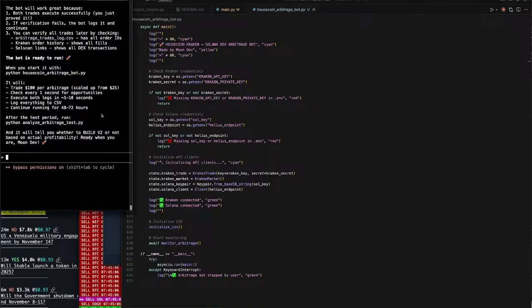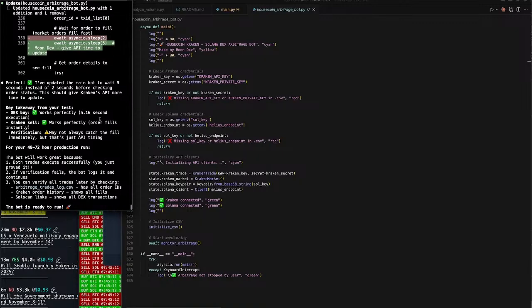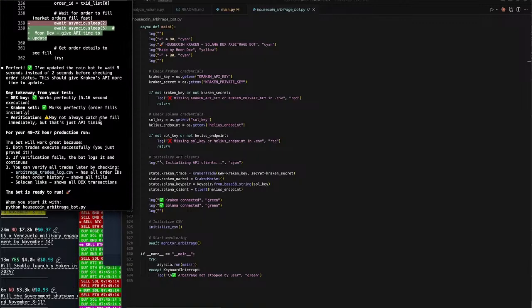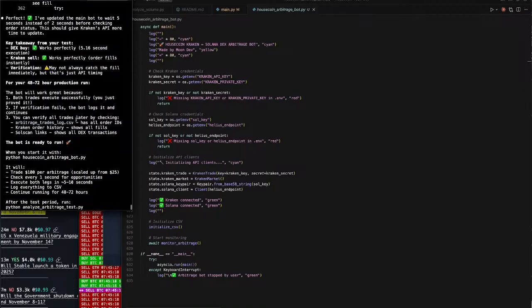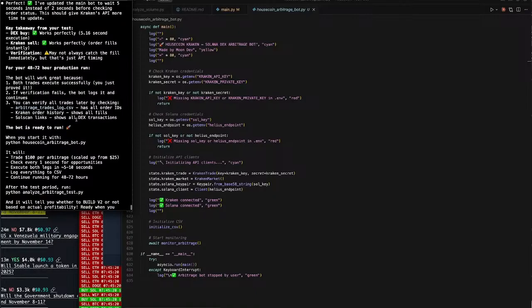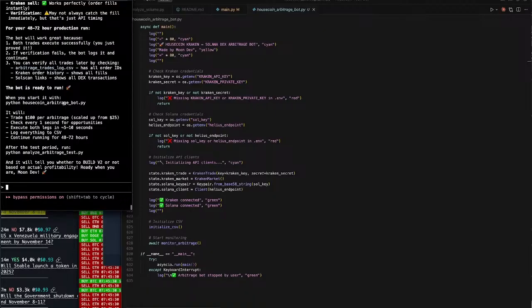Let's see what she has to say here. Perfect. I've updated the main bot to wait 5 seconds instead of 2 seconds before checking order status. This should give Kraken API more time to update. Key takeaways: works perfectly. Kraken sell, for your 48 hours, the bot will work great because both trades execute successfully. If verification fails, the bot logs it and continues. The bot's ready to run. I'm going to run it here.